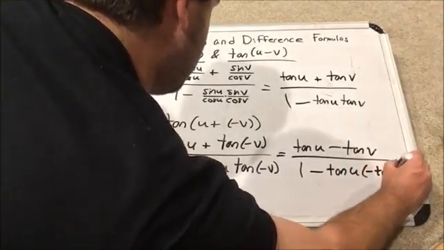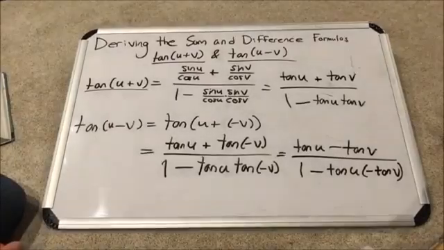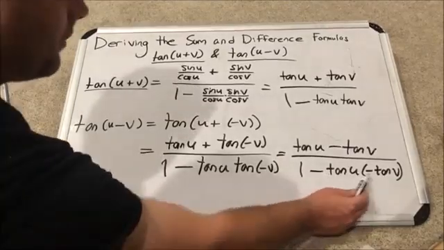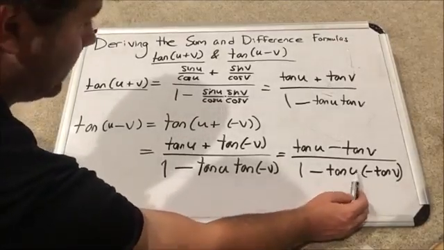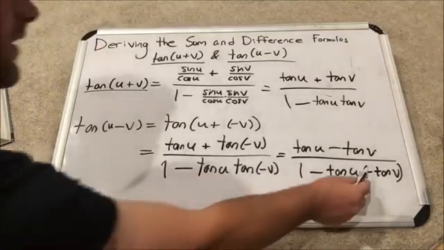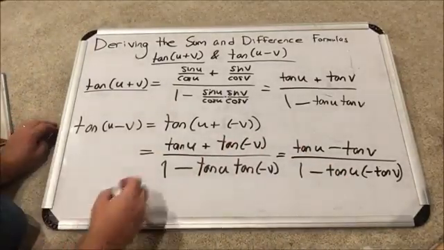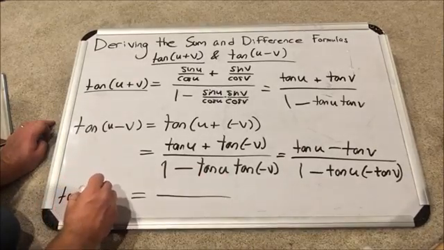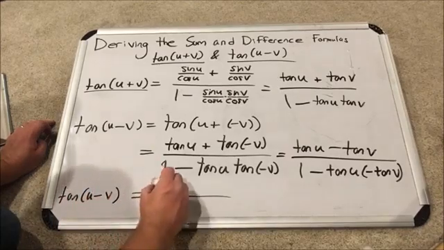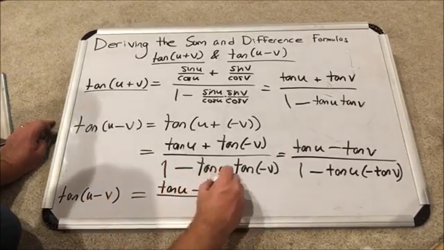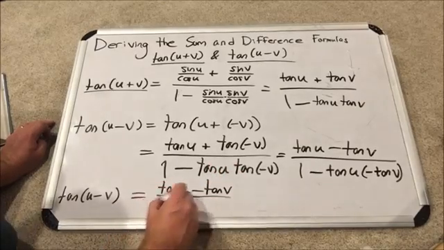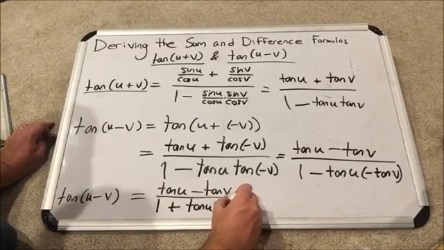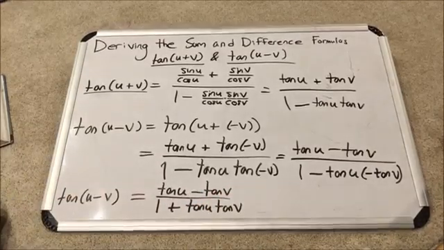negative tangent v. Okay. So on top we're set, but on bottom I'm going to move that negative out in front so I don't get confused here and think I'm subtracting when I'm actually multiplying. These two negatives will combine to make a positive. So all in all, we'll have that the tangent of u minus v is equal to the tangent of u minus the tangent of v over 1 plus tangent u tangent v. And we have derived that formula as well.